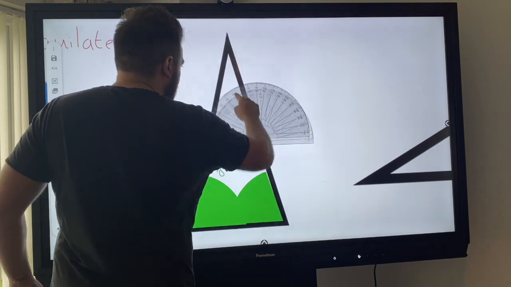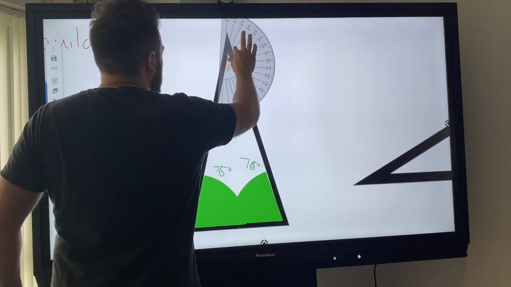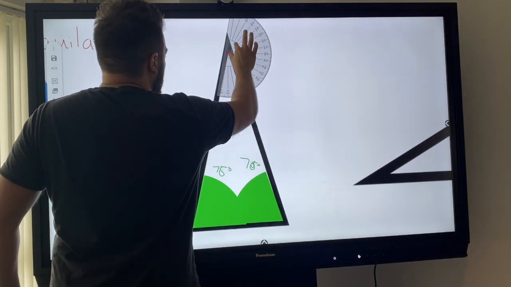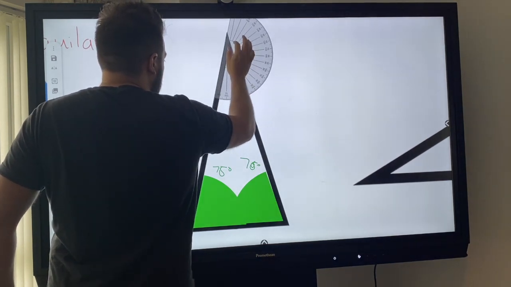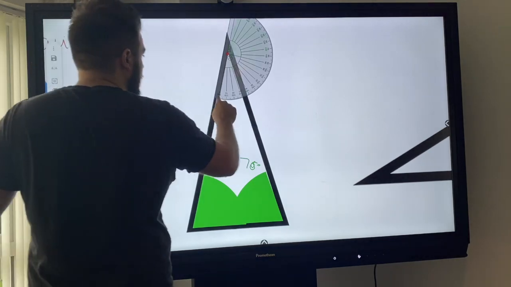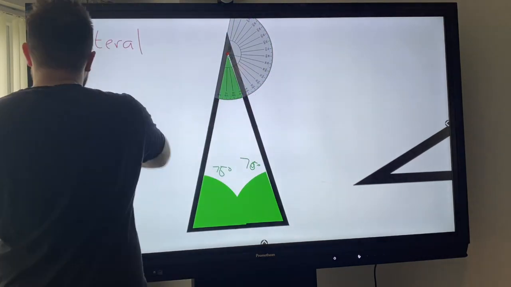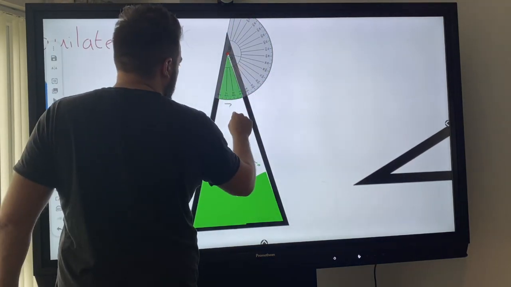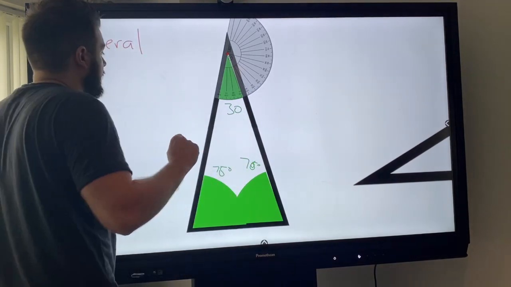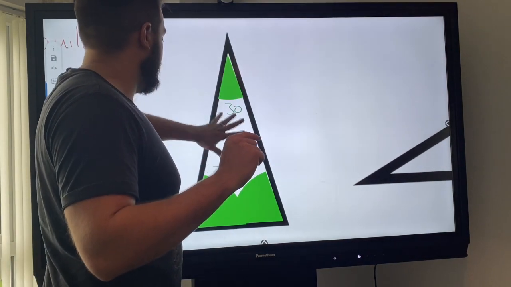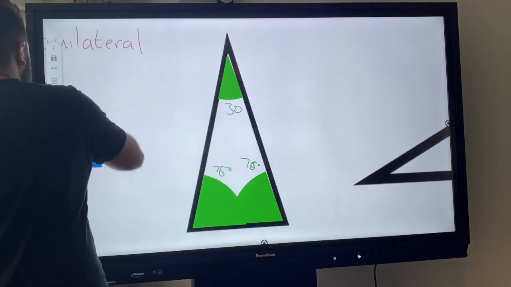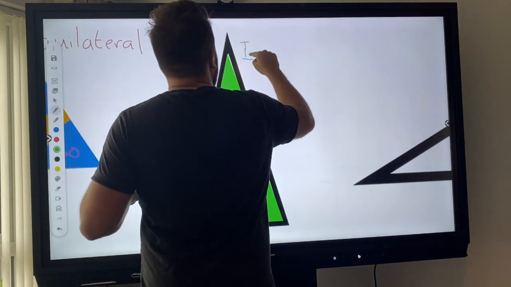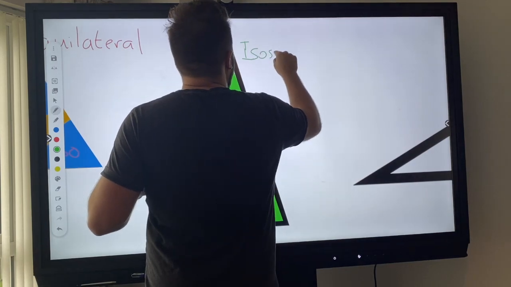Oops, 75 degrees. The last one looks a bit harder, so I'll make it a little bit bigger there. I can already tell this is smaller than 75, but I'll put it in anyway. 30. Now, this means we've got two angles that are the same and one is different, so it makes it an isosceles.